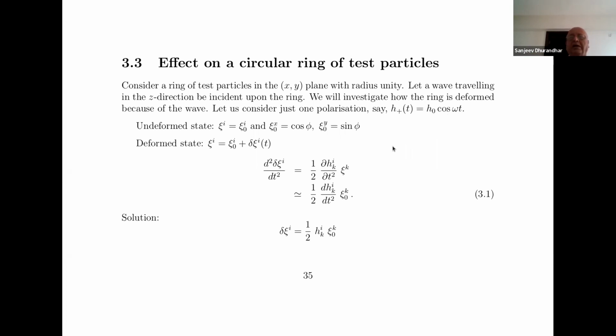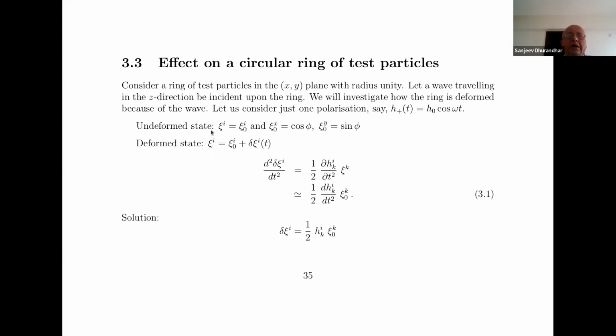And then any general combination will be a linear combination of H plus and H cross, any general wave, probably with a phase difference or something. So we'll take an undeformed state of the ring, take the size of the ring to be unit in radius. So the radius of the ring is unity, one.